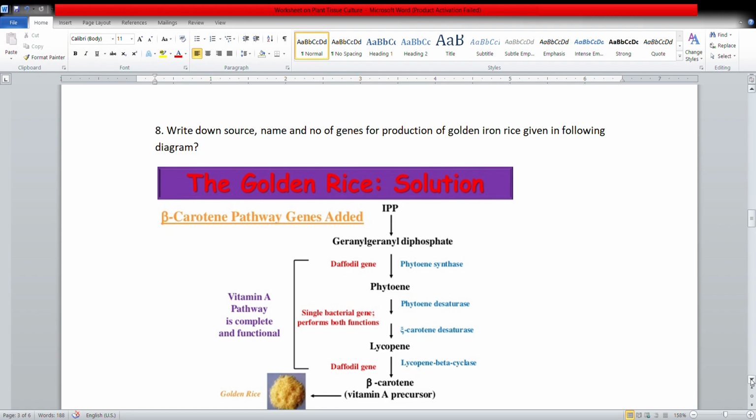So you have to understand the total number of them. That is three: the PSY gene, CRT1 gene, and CRT2 gene. Okay, and that was taken from daffodils and bacteria.